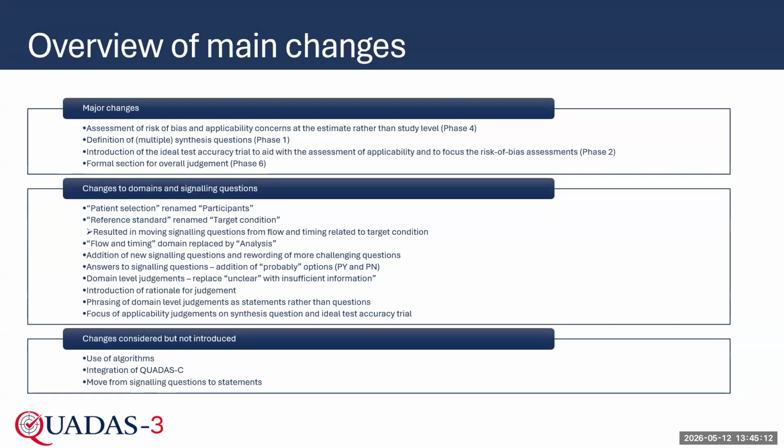Changes we considered but didn't introduce. So the use of algorithms, I mentioned before, we just didn't think we could make that work with the complexity of the tool without making it even more complex, and we didn't want to do that. We looked at integrating QUADAS C more formally into the tool, but we decided again that would make the tool too complicated, and often you don't need the QUADAS C components. So we've got some guidance on how you can use QUADAS C alongside QUADAS 3 if you're doing a review comparing multiple index tests. And that will be a next step in the work that we're doing, is to formalise that and to consider whether we need to make any changes to QUADAS C.